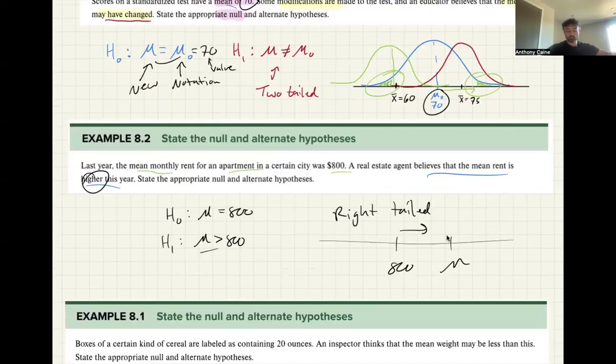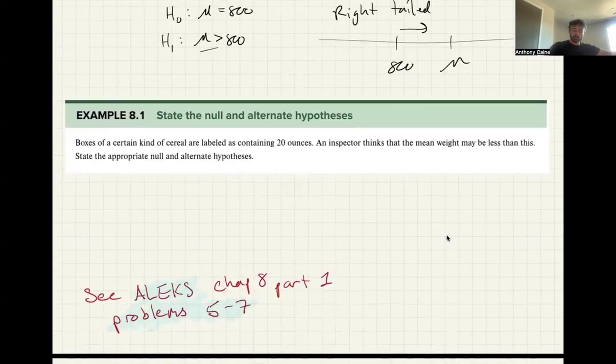And then we're going to have an example of a left-tailed hypothesis. Some cereal boxes are being filled on an assembly line at 20 ounces, and an inspector thinks the mean weight may be less. So the null hypothesis is that the equipment works just fine. It fills to an average of 20 ounces. The alternative hypothesis is that there's something wrong with the equipment. It's underfilling these cereal boxes. Okay. And this is called left-tailed.